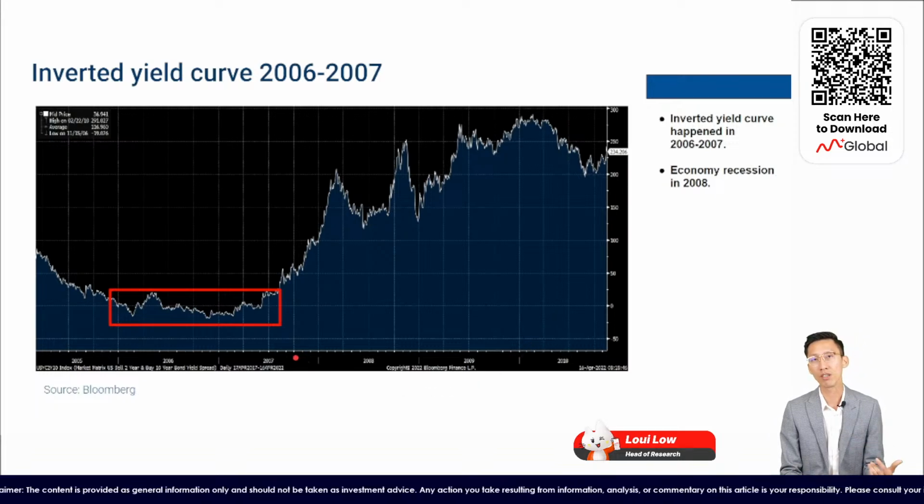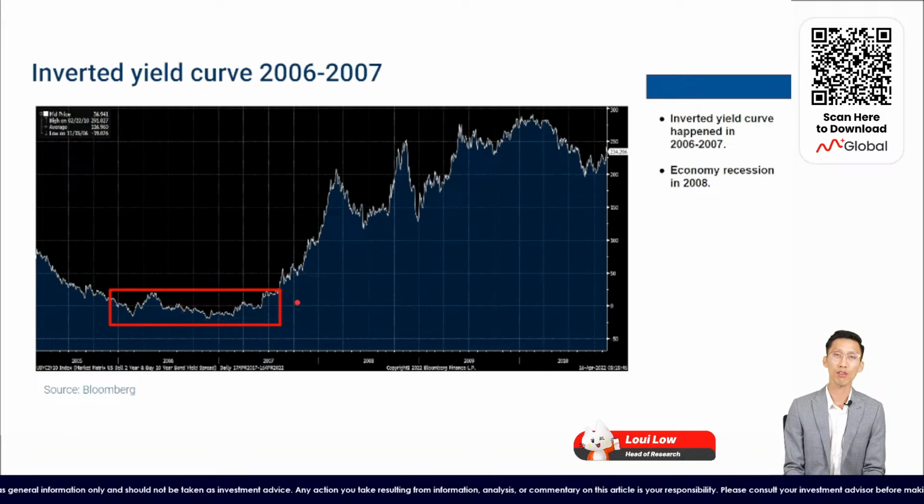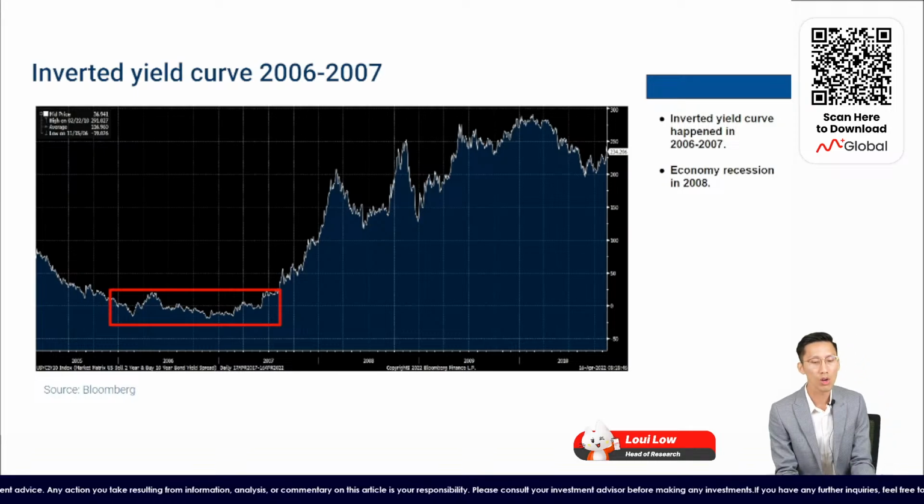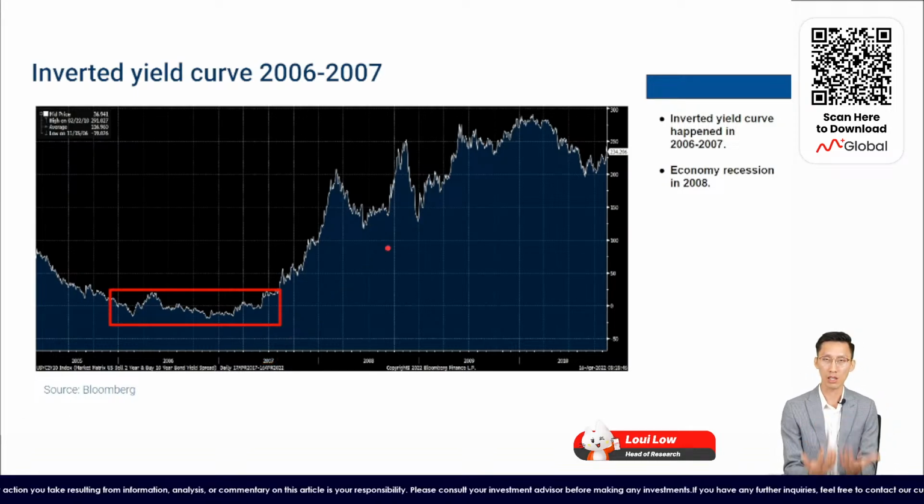And normally when inverted yield curves happen in the negative territory, there is a very, very good chance that within the next 12 to 18 months, we might be going into a recession mode. So this is US bond. Therefore, this might also be signaling that perhaps in the next 12 to 18 months, based on statistics, the economy might go into some recession.